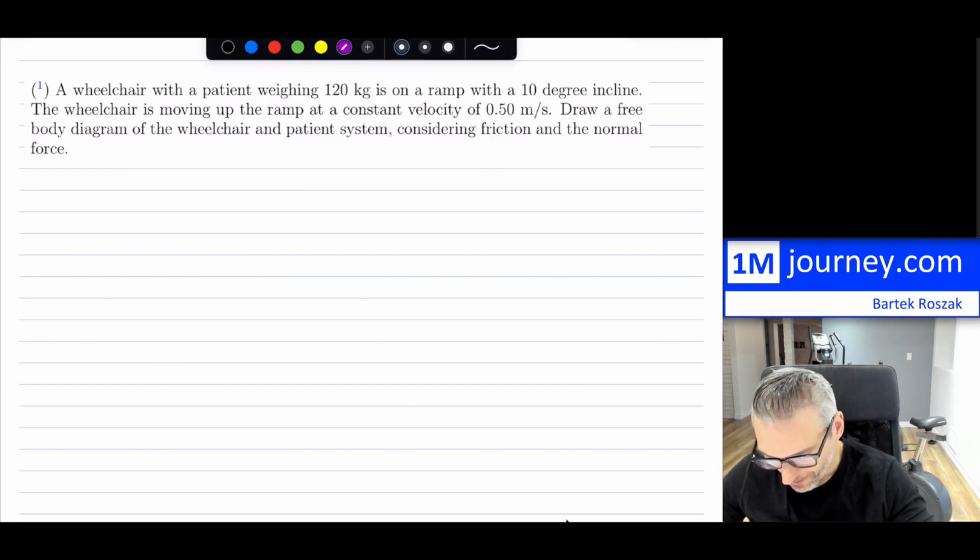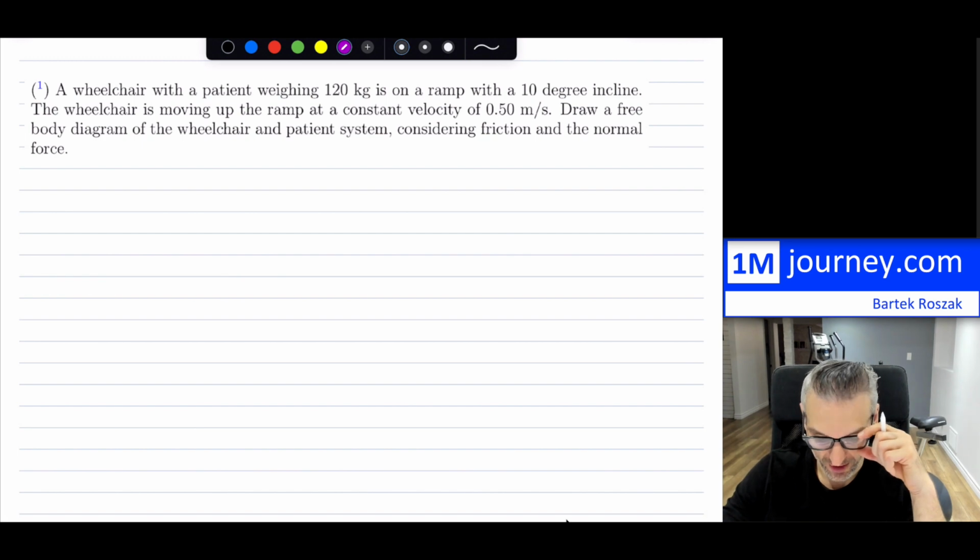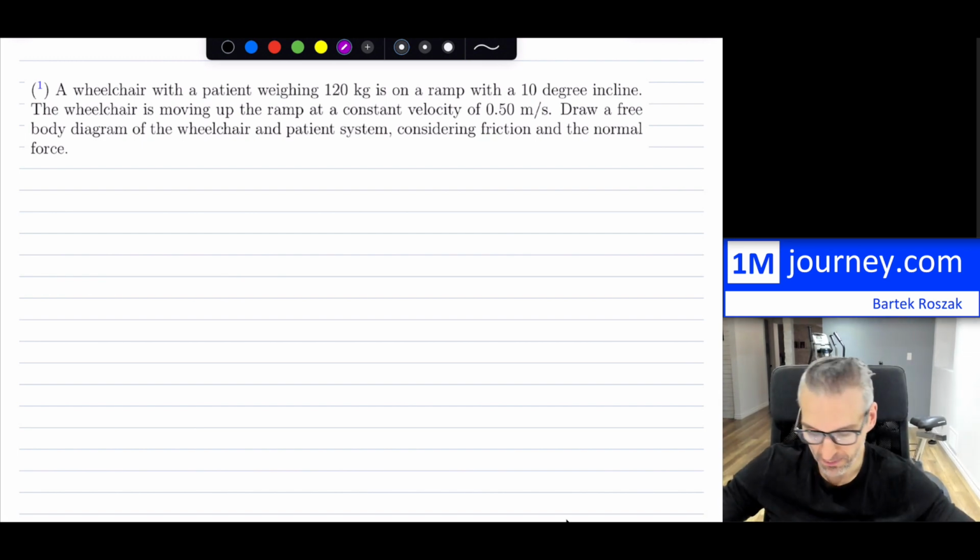We have a wheelchair with a patient weighing 120 kilograms, and that patient is on a ramp with a 10-degree incline. The wheelchair is moving up the ramp at a constant velocity of 0.5 meters per second. Draw a free body diagram of the wheelchair and patient system considering friction and the normal force.